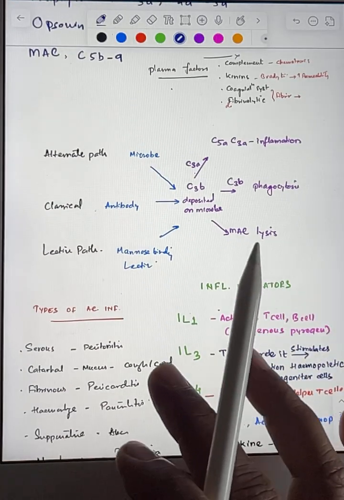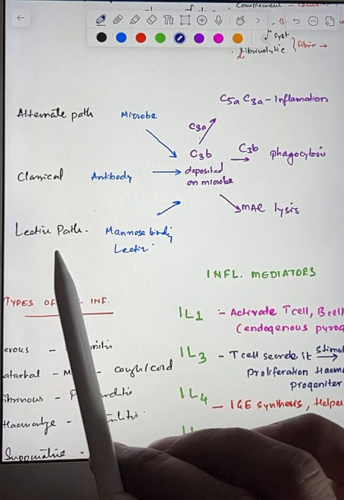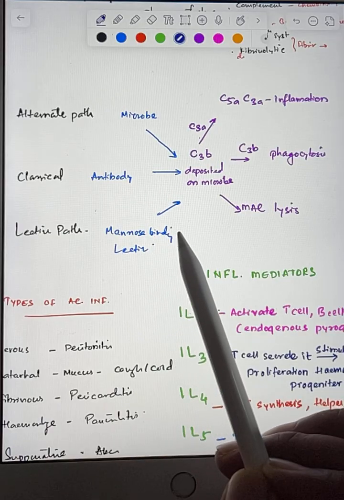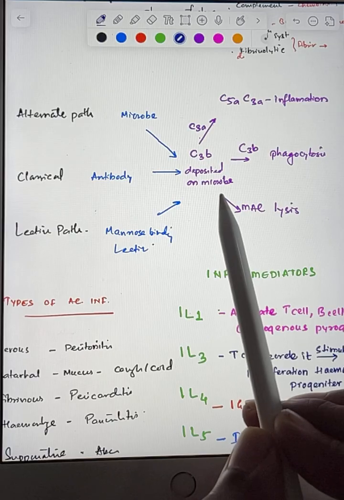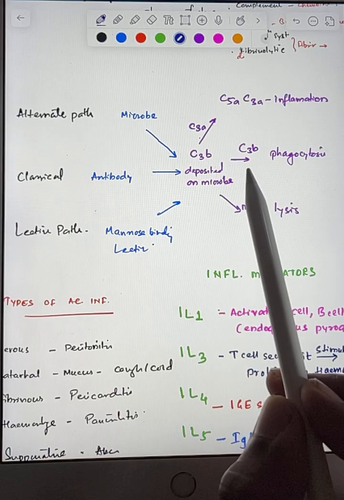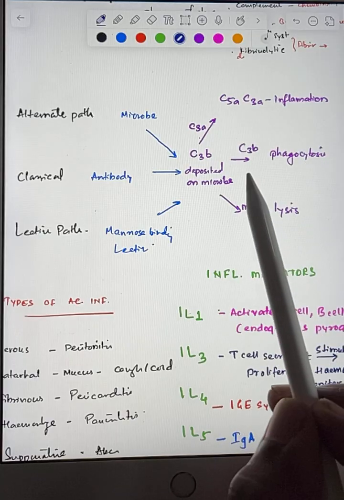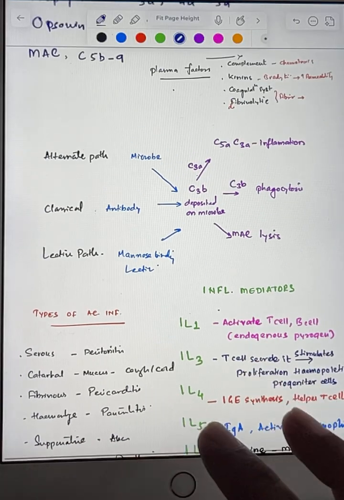What are the pathways? These are the alternate pathway, classic pathway and lectin pathway. Microbes, antibodies and mannose-binding lectin cause C3b to be deposited on the microbes. C3a causes inflammation, C3b causes phagocytosis, and the membrane attack complex causes lysis.